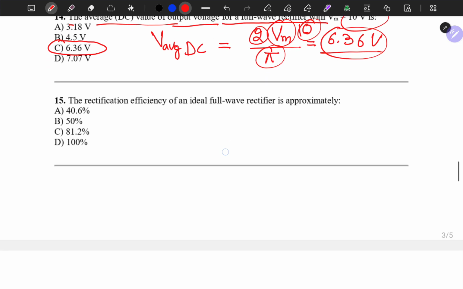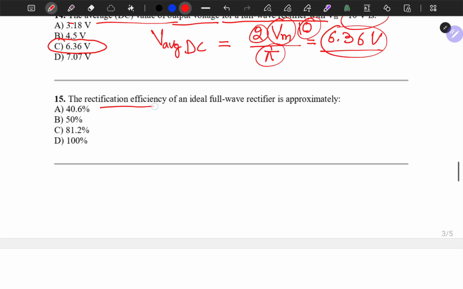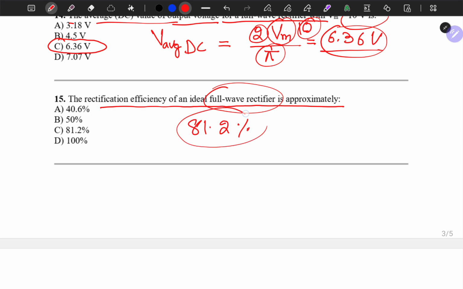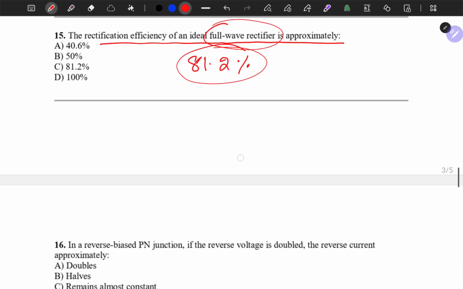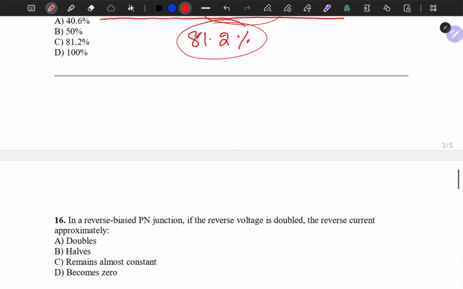The rectification efficiency of an ideal full wave rectifier is approximately 81.2%. This should be remembered. Sometimes these kinds of numerical values are given which are normally not available in the KP textbook, but in other textbooks they are available. So this should be clear in the minds of students.